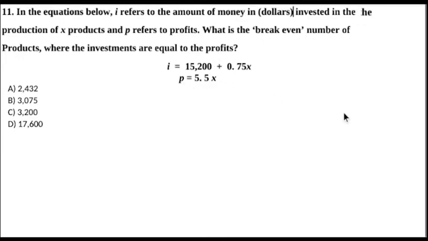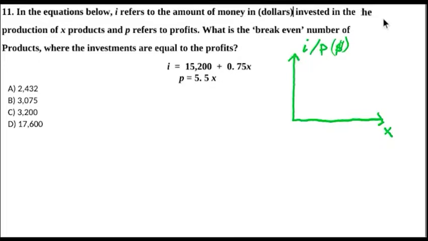So first of all, what we need to do is visualize what's going on here with the two equations. So they're both linear. So we could draw a little sketch here whenever we get something like this. And we can put the number of products along the axis, that's the production. And we could put the monetary related outputs, I and P, on the other axis. So they'll be in dollars.